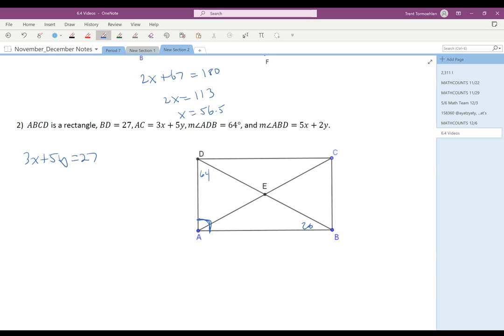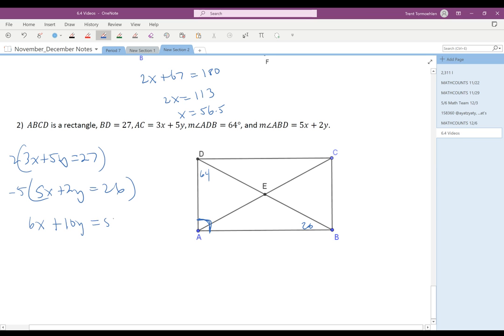And so then you're given that ABD, 5x plus 2y, equals 26. We've got a system of equations to solve. We'll multiply the top one by 2 and the bottom one by -5. So that gives me what? 6x plus 10y equals 54. Negative 25x minus 10y equals negative 130.